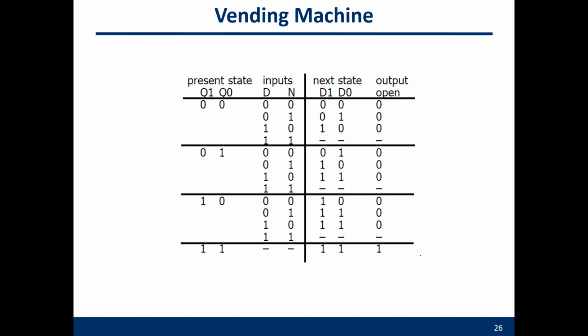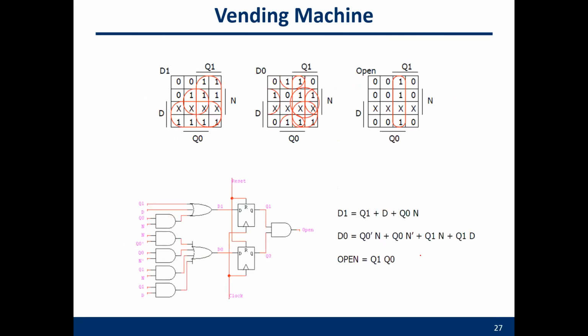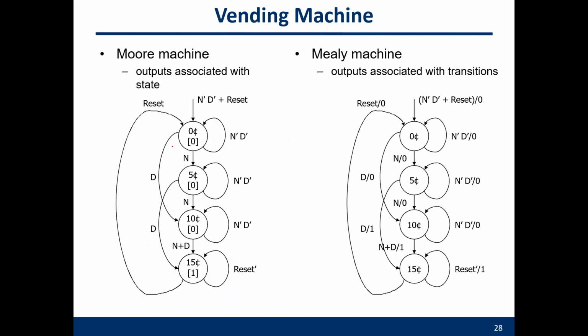And then this is the truth table. We can reuse our K-map technique and simplify that truth table by K-map. And eventually we can design a combinational circuit like this to control that finite state machine. And then we can have an equivalent Mealy machine like this.